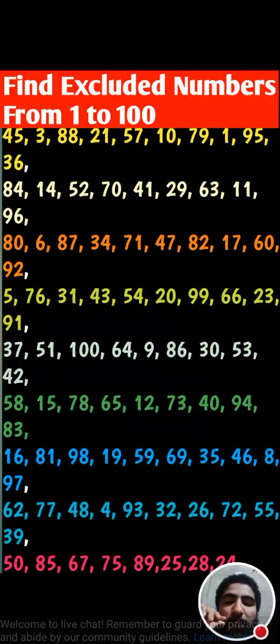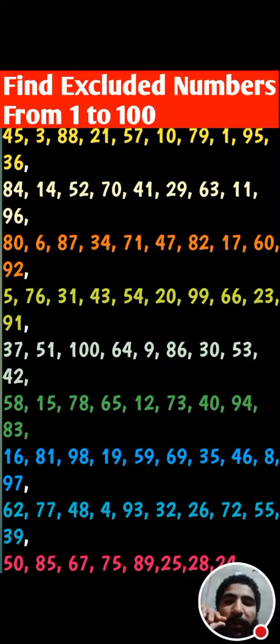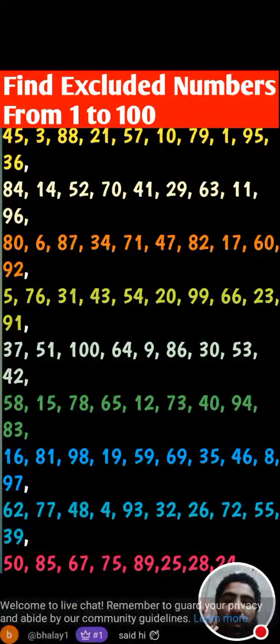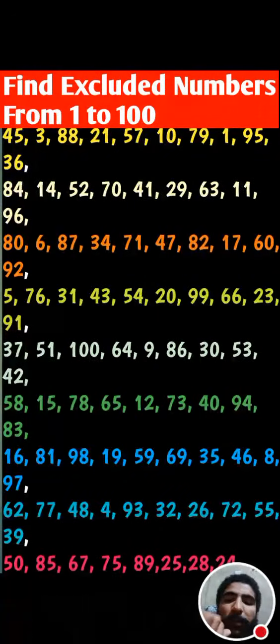So we have to start from 1 and from the first row. When we see the first row, the second last number of the first row is 1. It means that 1 is not missing, 1 is included in this list. So we have found 1. So we have to move towards 2.